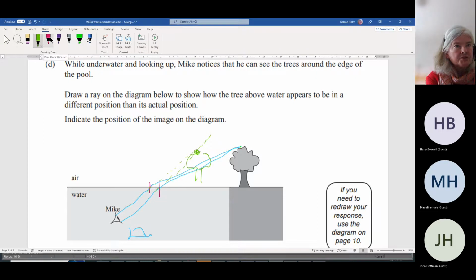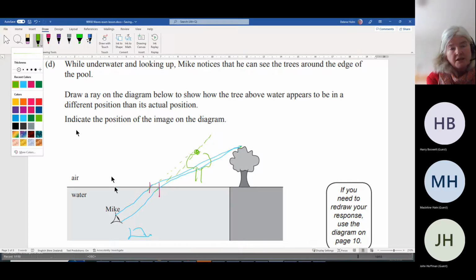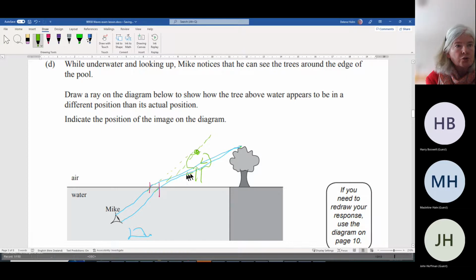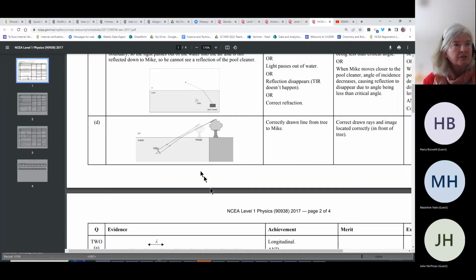Then, of course, what was the other thing? When you draw ray diagrams, they do want you to put in the arrows. So remember, the light is coming from the tree going to Mike. So draw the rays going to Mike. If I quickly flip to where we were in the assessment schedule, he's put it that way. The light ray is actually coming from the tree going to Mike. I could check up on that, but I would have drawn it the other way.